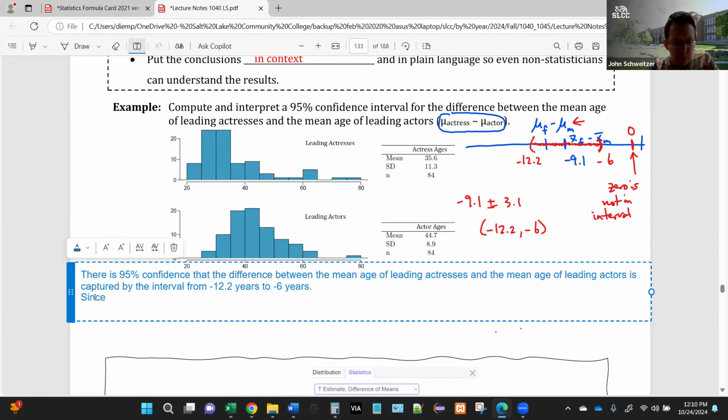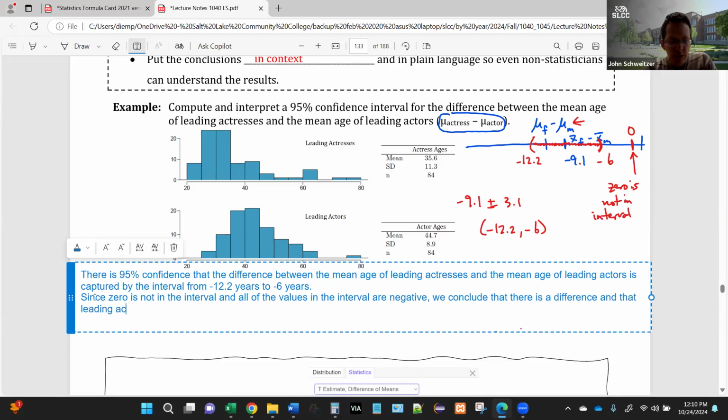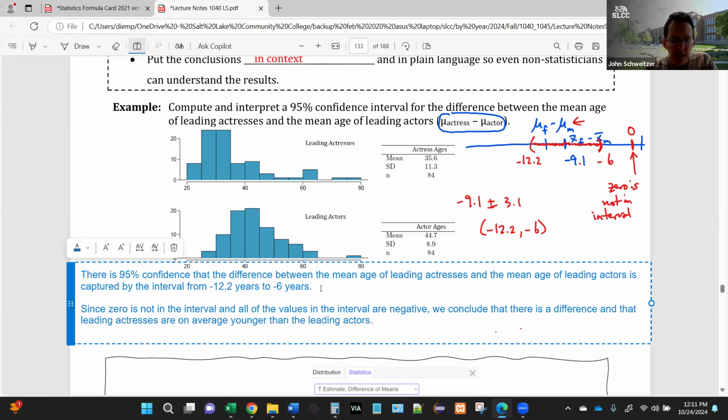We can say since 0 is not in the interval, and all of the values in the interval are negative, we conclude that there is a difference and that the leading actresses are on average younger than the leading actors. Does that make sense? So you don't need to say that second part, but I want you to be aware of it.